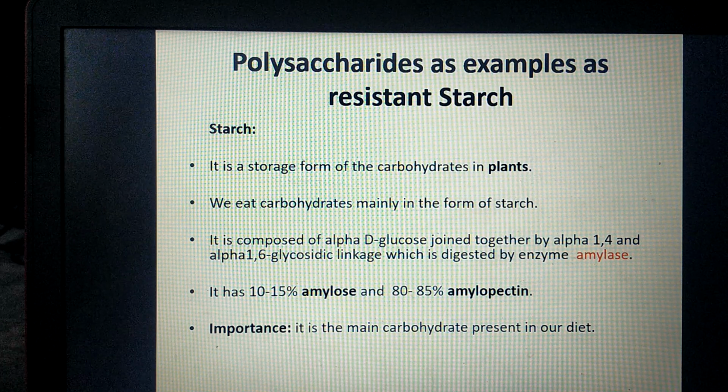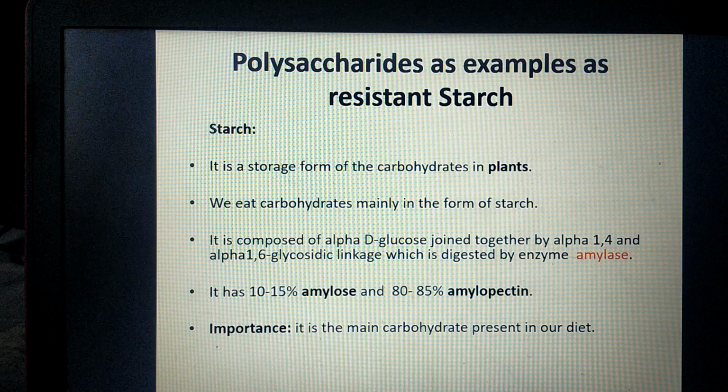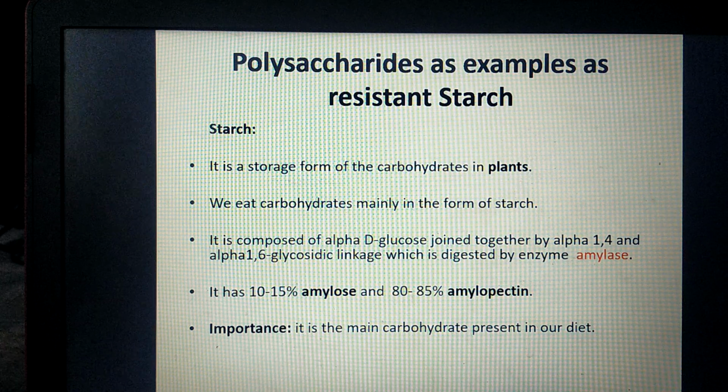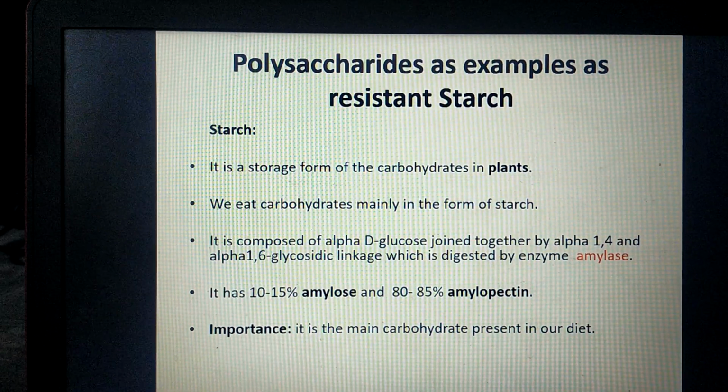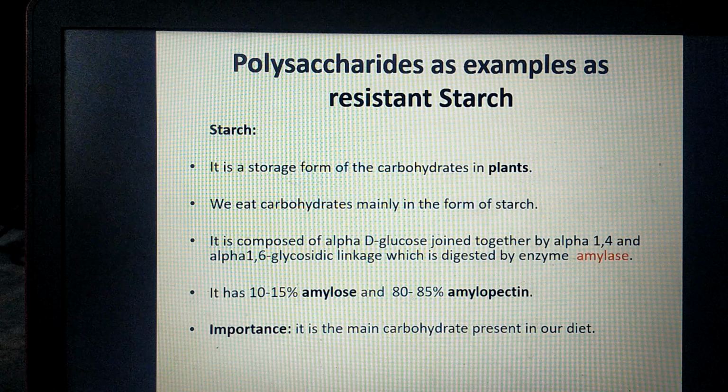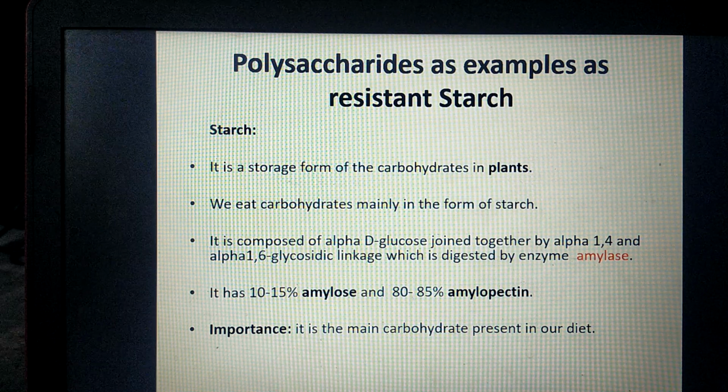Now, starch is composed of alpha D glucose molecules joined together by two types of linkage, that is alpha 1,4 and alpha 1,6 glycosidic linkage. This type of linkage is digested by the enzyme called amylase, which is present in saliva and pancreatic juice. If you see the structure of starch, it has mainly two layers. The innermost layer is called amylose, which constitutes 10 to 15% of the starch, and the outermost layer is called amylopectin, which constitutes about 80 to 85% of the starch.